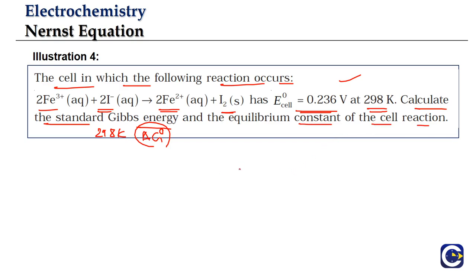So what we will do is, if you look at this expression, delta G will be equal to minus nF E cell.